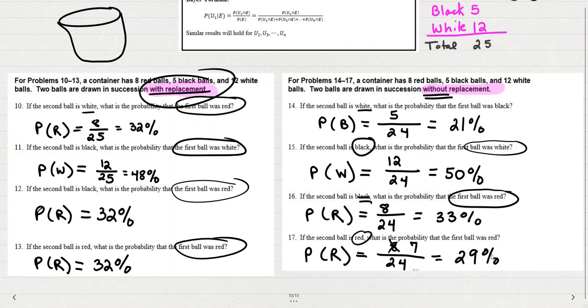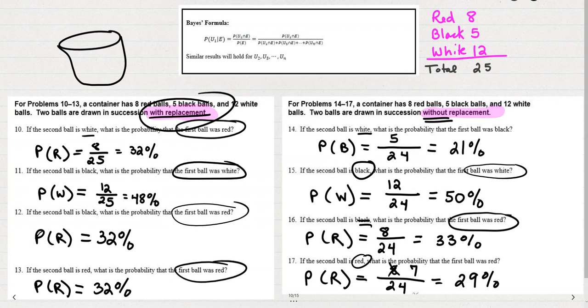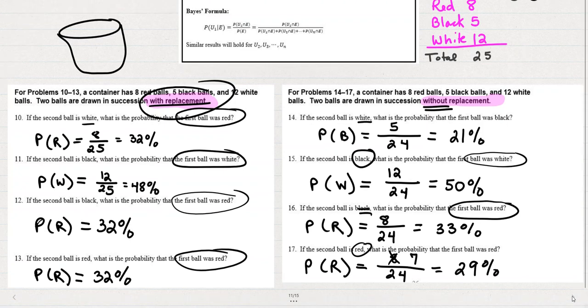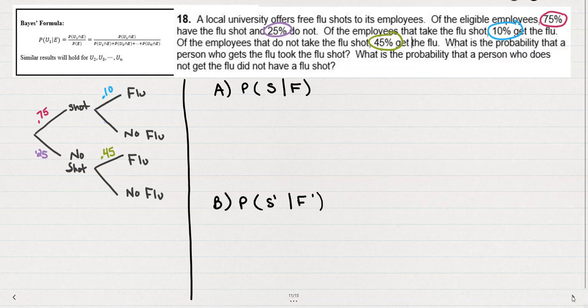That's Bayes' formula. Or we're not really applying the formula yet. We're really applying the theorem. This is Bayes' theorem. Let's look at some other examples that are worded maybe a little differently. So a local university offers a free flu shot to its employees.